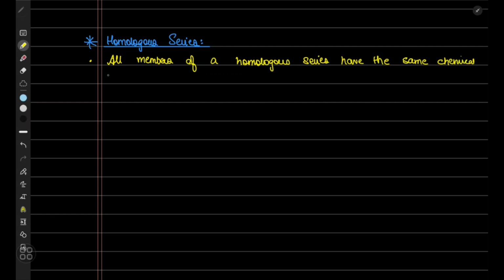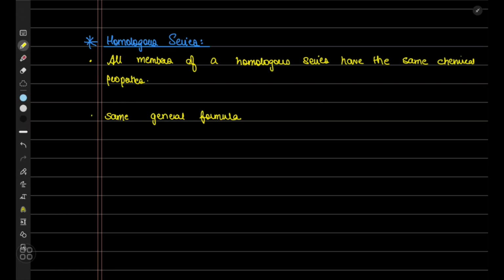Now, having said that, there are some other properties that members in the homologous series share. The second one being they have the same general formula. And when we get into detail of what a general formula is, you'll be more clear. But for now, just note that they have the same general formula.